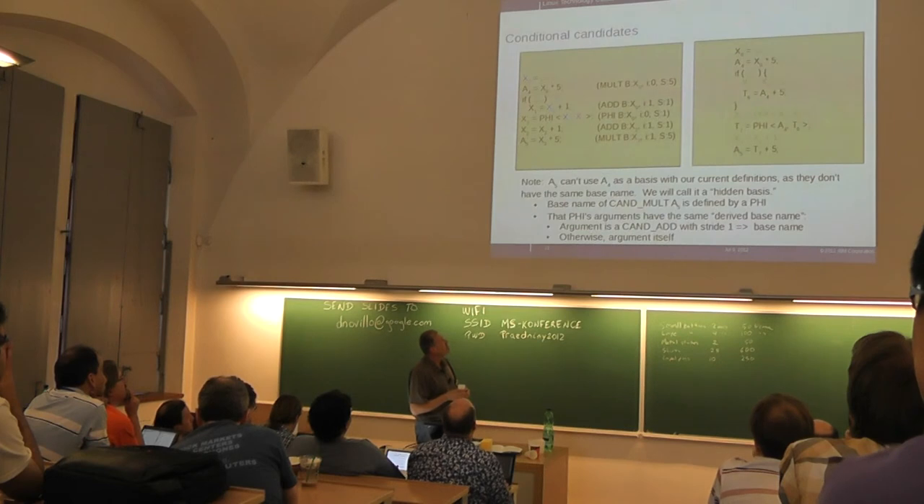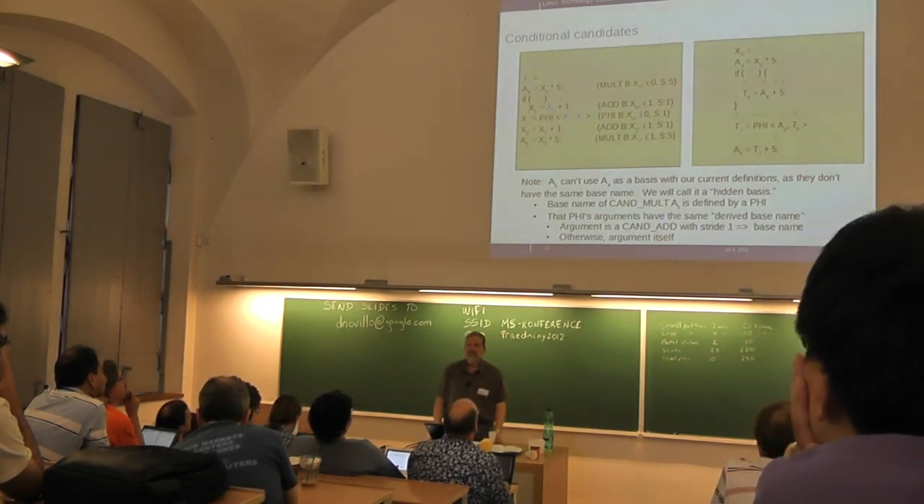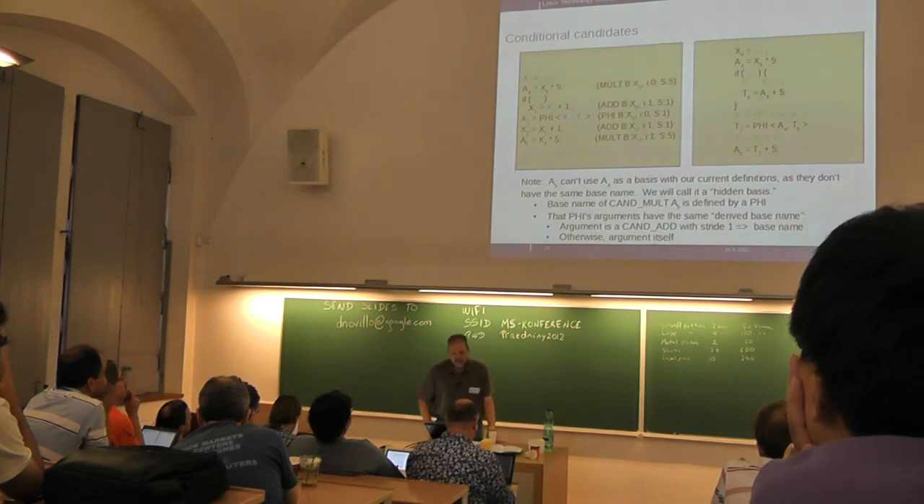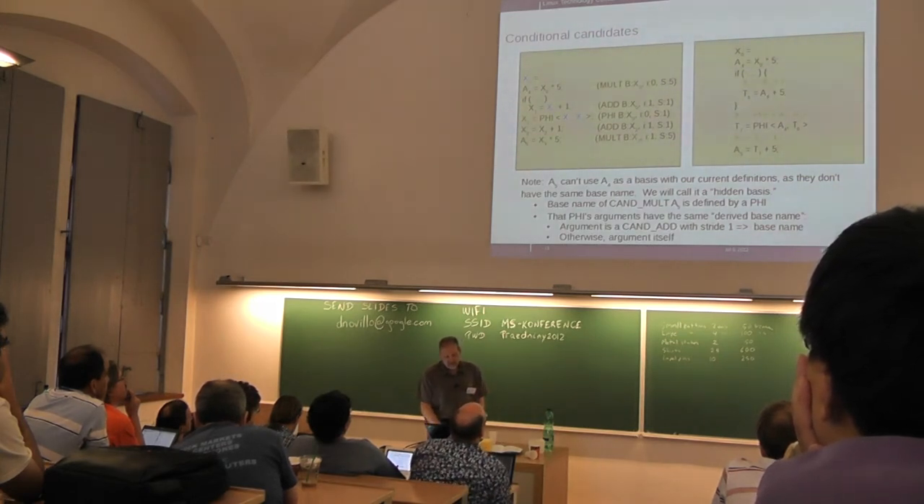So this is a busy slide. I want you to ignore the stuff in the middle that's in parentheses there for now. Just look at the left and right pieces. So if we have a conditional candidate over on the left, we want to be able to do the same thing with A5 down here that we've been doing with all the others. We'd like to replace this with an add.